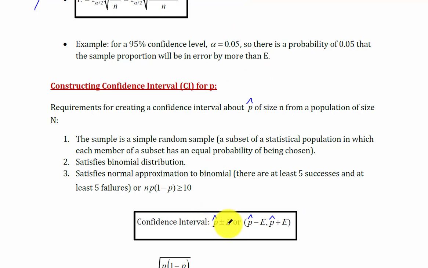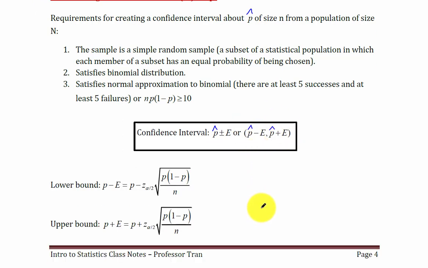So plus or minus E, that means the lower limit is p hat minus E, and p hat plus E for the upper limit. For the lower and upper bounds, we know p hat minus E and p hat plus E, and E is the margin of error we got from the above formula, which is the critical value multiplied by the square root of p hat times 1 minus p hat over n. One is minus for the lower bound, the other one is plus for the upper bound.